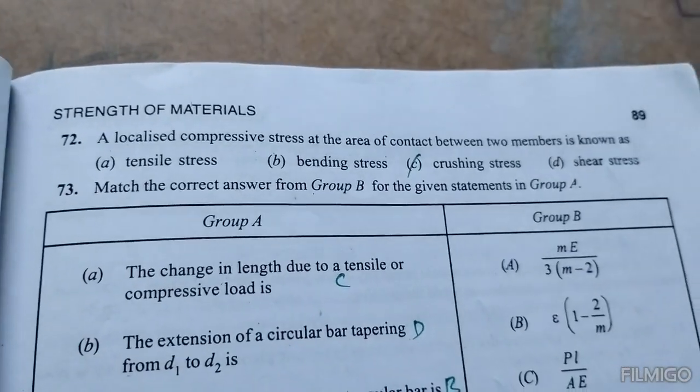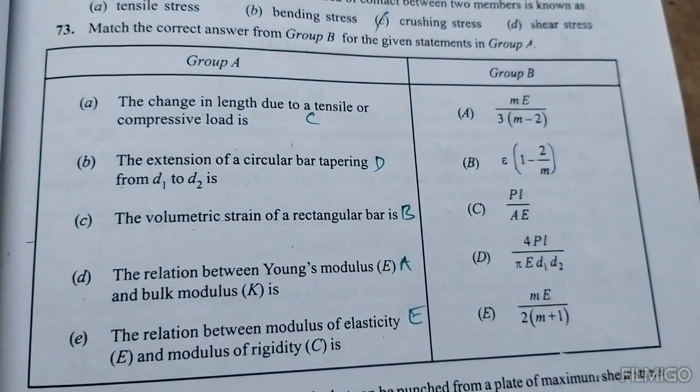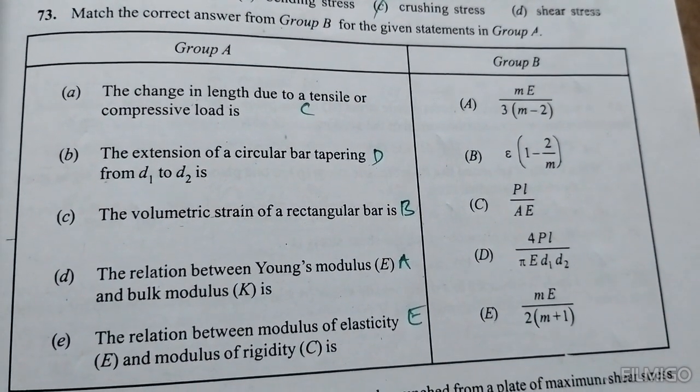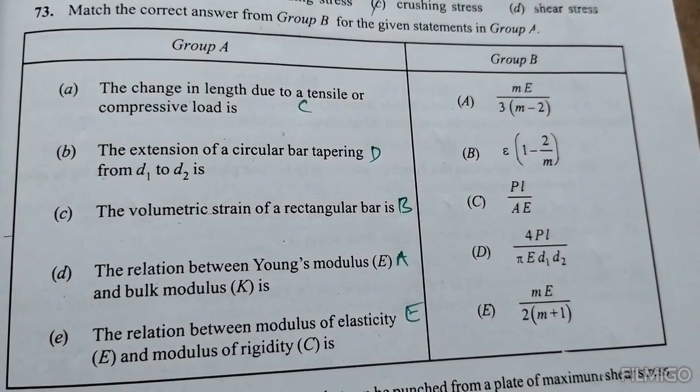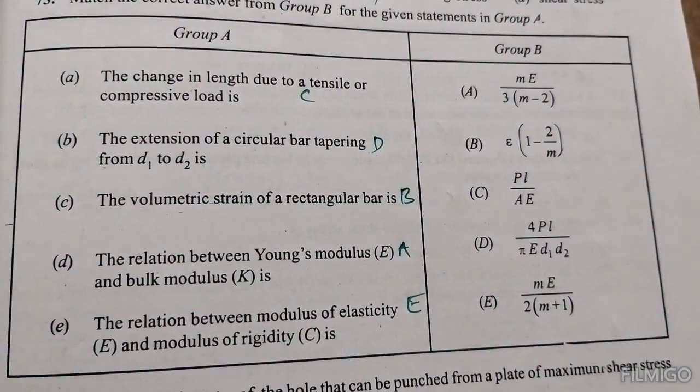A localized compressive stress at the area of contact between two members is known as crushing stress. The change in length due to tensile or compressive load is PL by AE. The extension of a circular bar tapering from D1 to D2 is 4PL by pi E D1 D2.